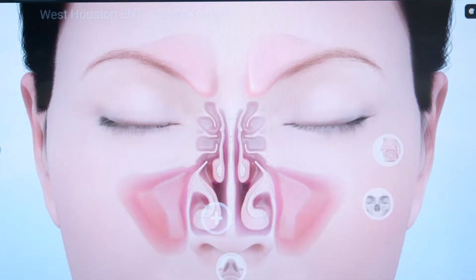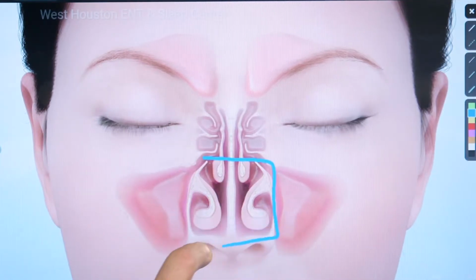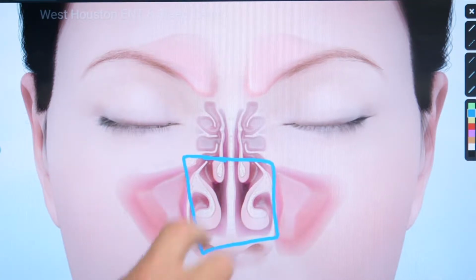So if we look at a cross-section of the face, this represents the natural anatomy of the nose and sinus. So this box represents the nasal cavity. This is where we move the air through our nose. And inside of this box is the septum, which is the wall that divides our nose into two separate sides, the right side and the left side.